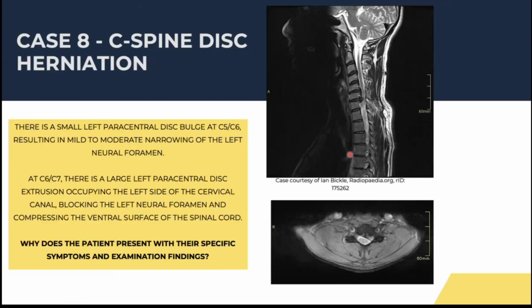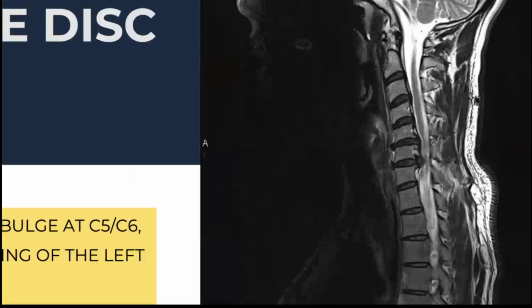So there is a small left paracentral disc bulge. There's one at C5 and C6. And then this has resulted in mild to moderate narrowing of that left neural foramen. So here we've got, if I can zoom in, my mouse isn't really cooperating there. So we've got C1, C2, C3, C4, C5.